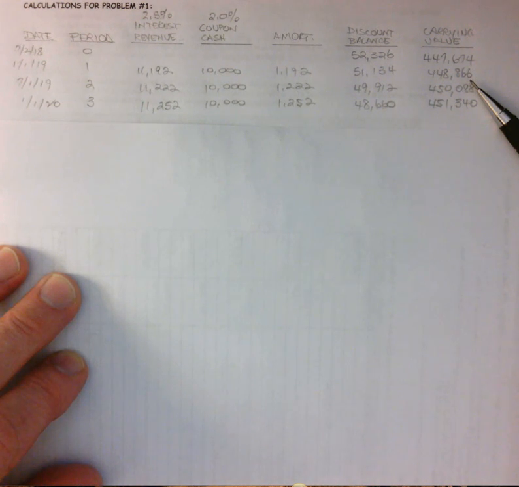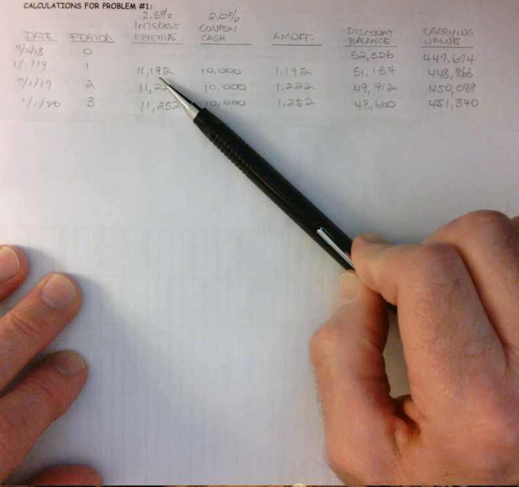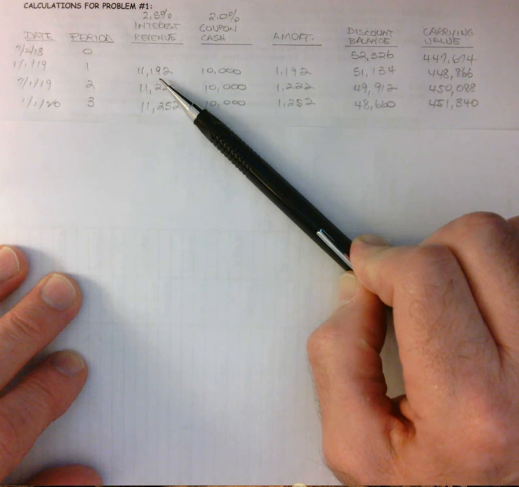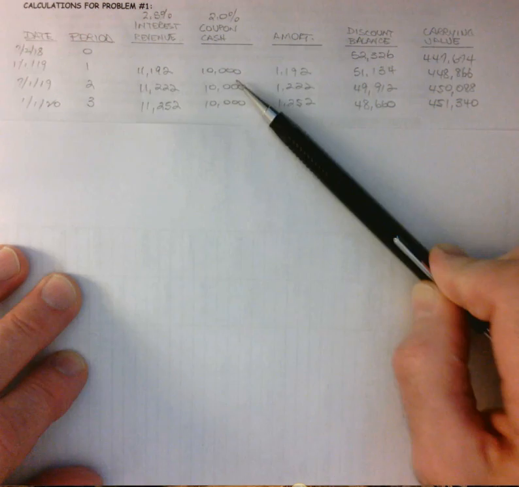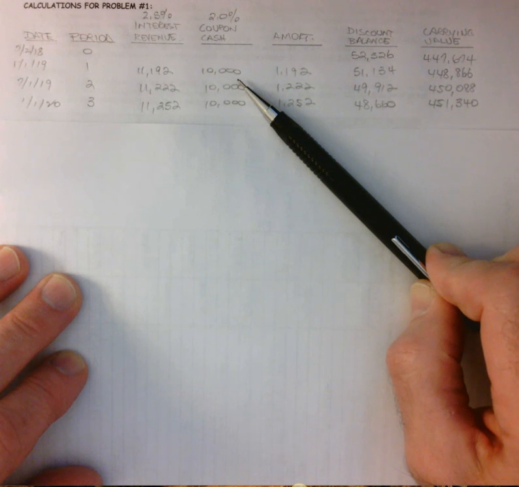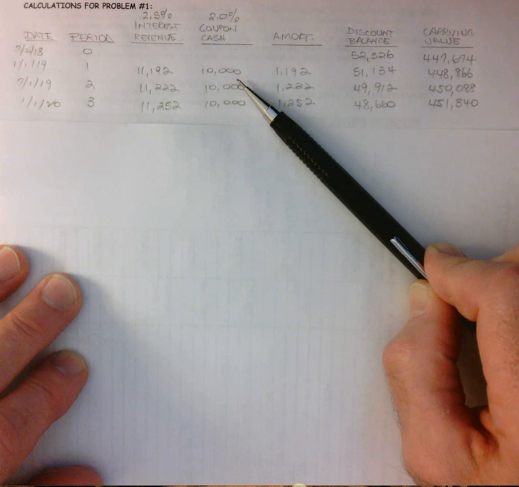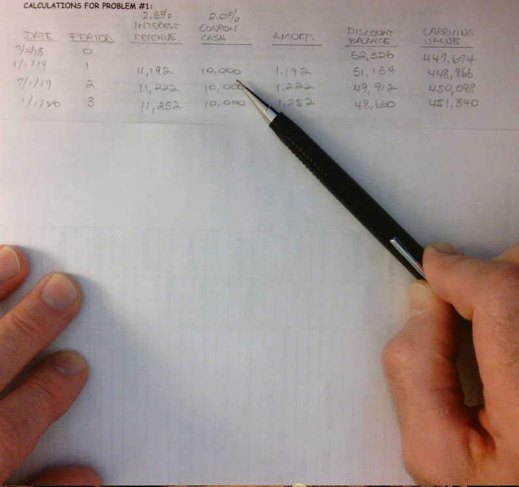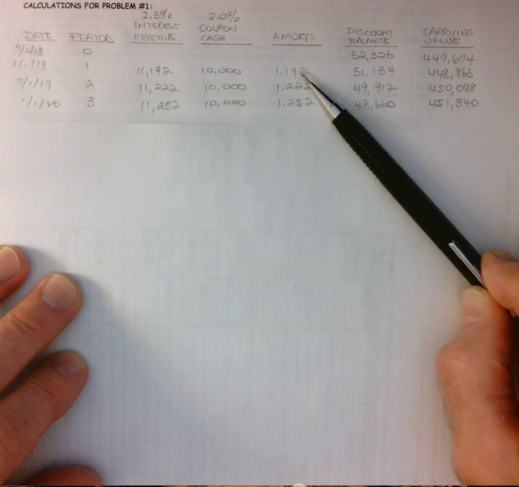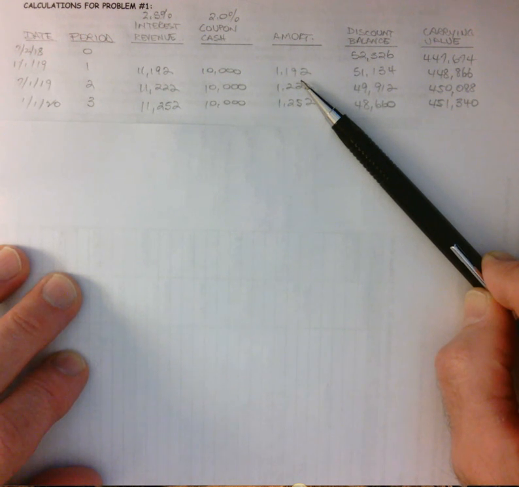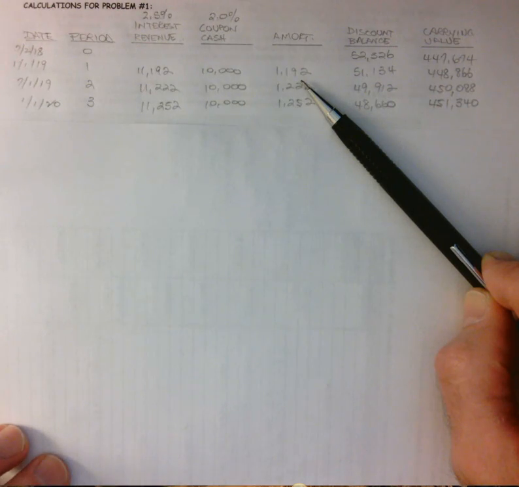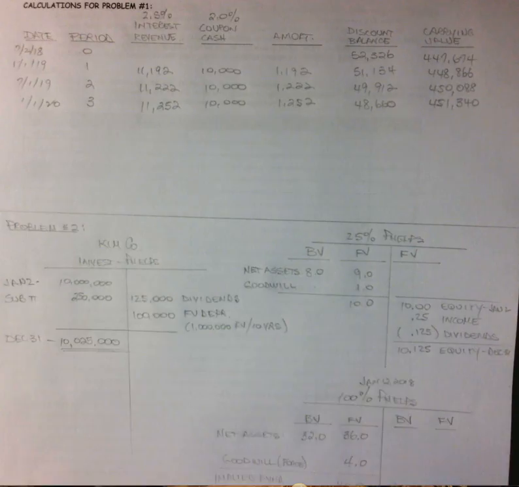Now, let's make the journal entry from this. The journal entry at the end of 2018 should show interest revenue of $11,192. Because we are making an entry at December 31, 2018, and this cash hasn't been received yet, the record should show a debit to interest receivable instead of cash at 12/31/18. And then we will have a debit, a reduction to the discount of $1,192.